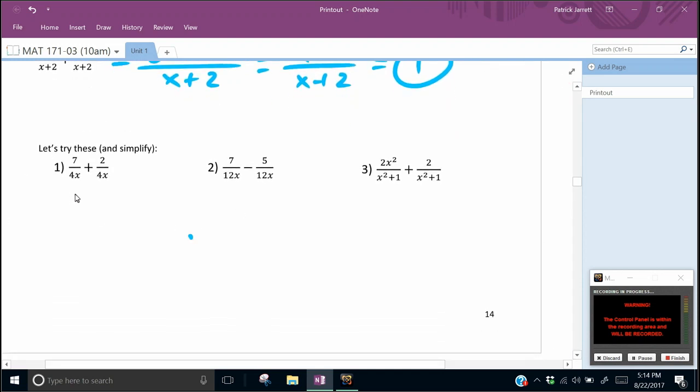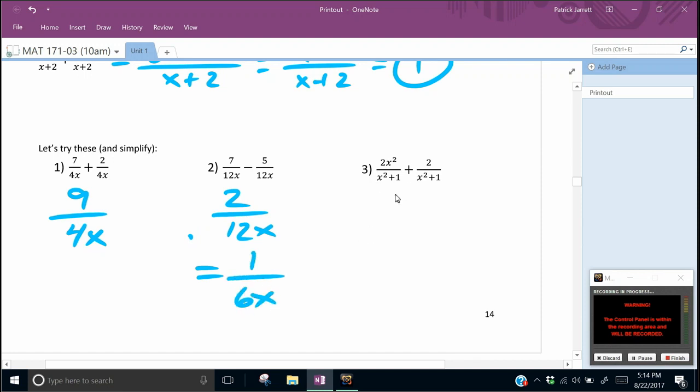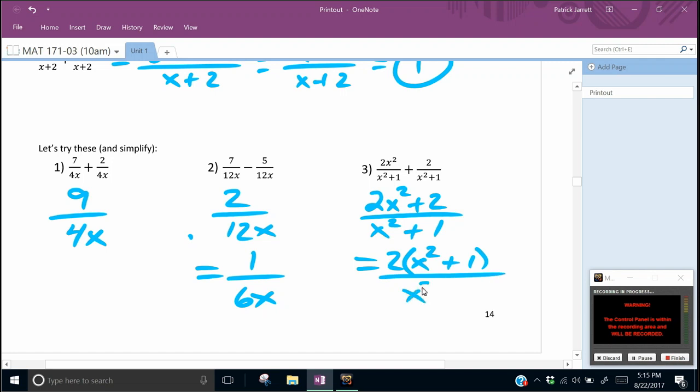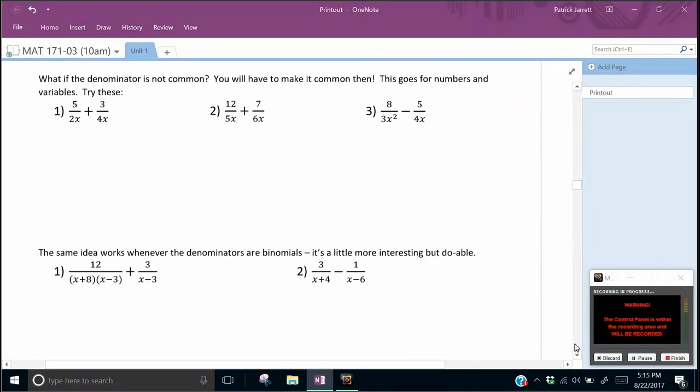Now, you can try these. Basically, they have the same denominator. So what you can do is you have 9 over 4x. Now you have 2 over 12x here, although you could actually simplify 1 over 6x, and you have 2x squared plus 2 over x squared plus 1. However, you can actually factor out a 2, 2 times x squared plus 1 over x squared plus 1, canceling those out, and you are left with a 2. All right.